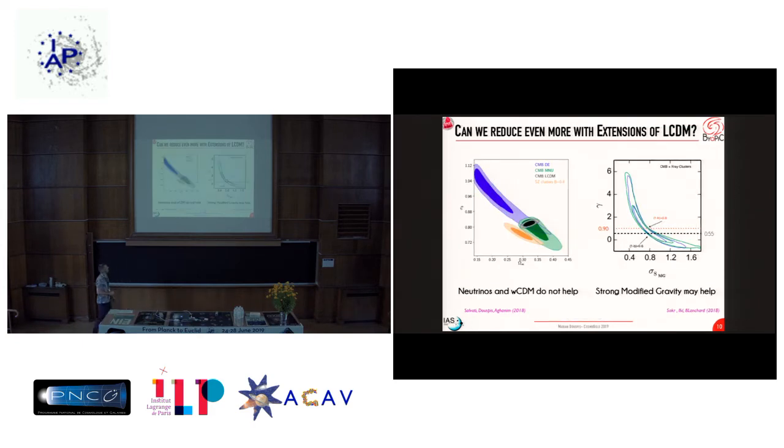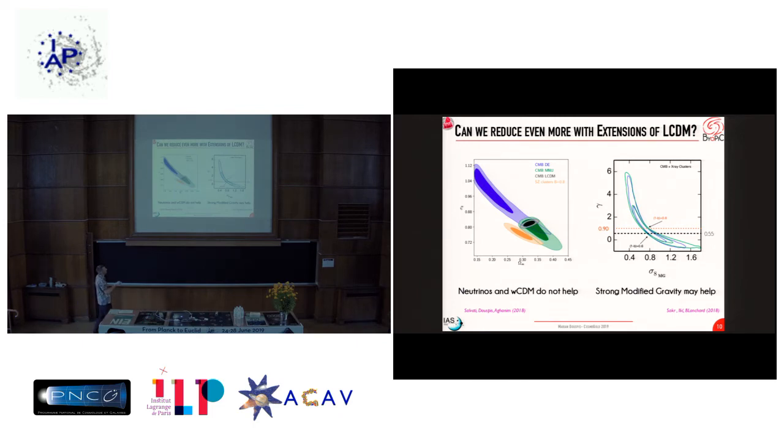So can we try to resolve even more this small remaining tension between the two? So we tried, obviously, the extensions of lambda CDM. The two obvious ones are neutrino mass and dark energy. Unfortunately, if you look at how the contours of the CMB are moving when you allow for neutrino or w models, they're enlarging, obviously, because we have one more free parameter, but they're enlarging parallel to the sigma 8 omega m degeneracy of clusters. So you don't reconcile the two more.